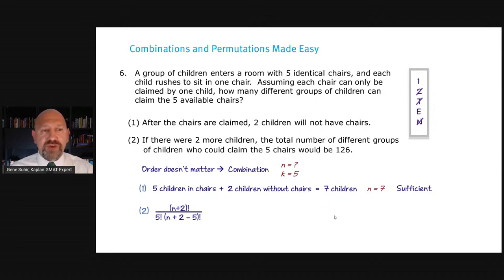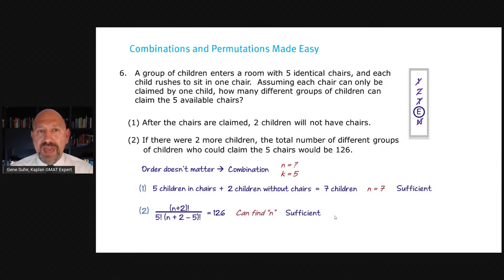And then we would have on the bottom our K factorial, that's five factorial, and then our new N minus K, that's N plus two minus five factorial, equals 126. We have one distinct equation, one variable. We'll be able to find N. Statement number two, also sufficient.